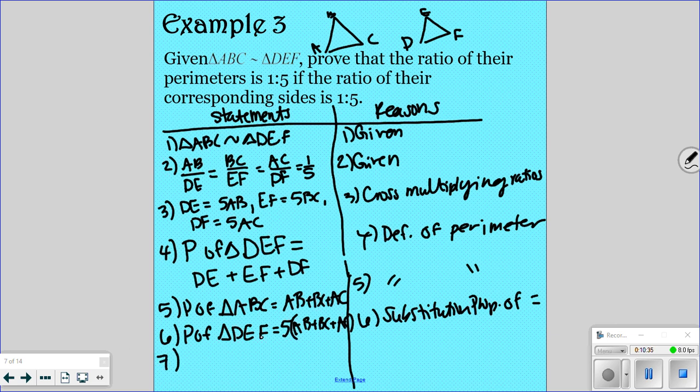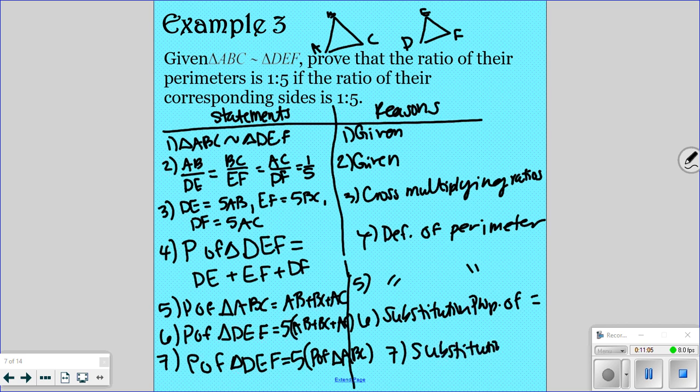And then if you look at this one and these last two, this perimeter and this perimeter, the perimeter of triangle DEF equals 5 times the perimeter of triangle ABC. And that's using substitution again. And so that shows you that the perimeters are in a ratio of 1 to 5. So that's how you could go through that one.